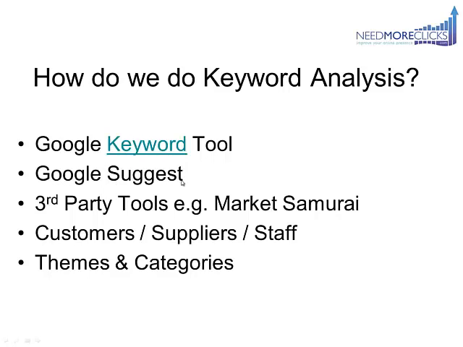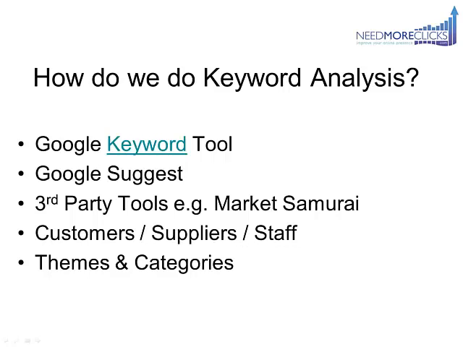So when you type into Google and you get that drop down, there may be terms that fall into that drop down that you've not necessarily thought of. So again, just look at those. There are lots of third-party tools out there. Something like Market Samurai we don't use as much now. Things like Word Tracker, lots of third-party software.